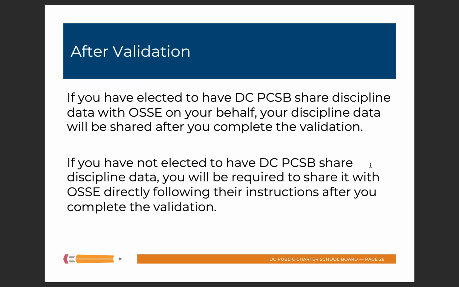Once you have completed validation, if you have elected to have DC PCSB share discipline data with OSSI on your behalf, your discipline data will be shared once the validation is complete. Otherwise, if you have not elected to have DC PCSB share discipline data, you will be required to share it with OSSI directly using their instructions and template. Those materials are typically released in early August.